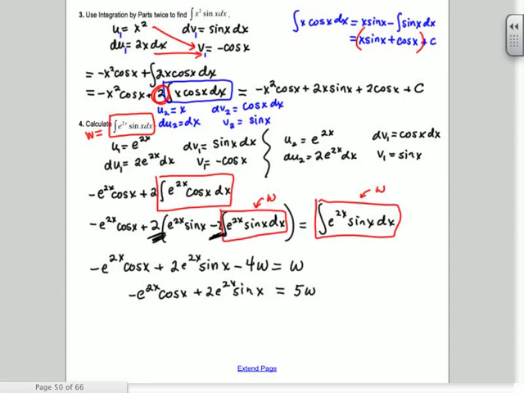So you get negative 1/5 e to the 2x cosine of x plus 2/5 e to the 2x sine of x equals w, which was that original integral, e to the 2x sine x dx. But be really careful because what did I really leave out? I left out one little thing that I need to add in. C. So you should really say plus c because you could have any constant.